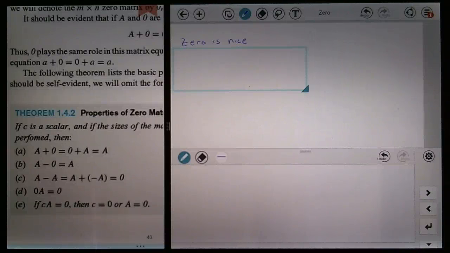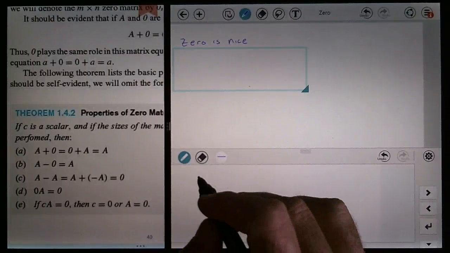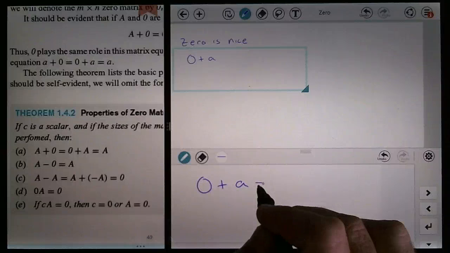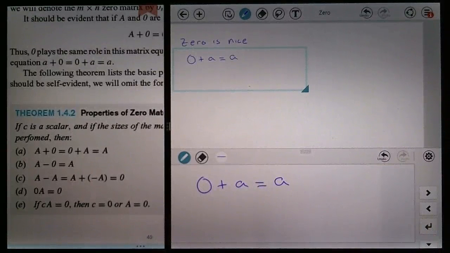In the world of real numbers, 0 is nice. 0 is a number that if you add it on to any other number, you get that other number back again. And since addition is commutative, it also works this way.